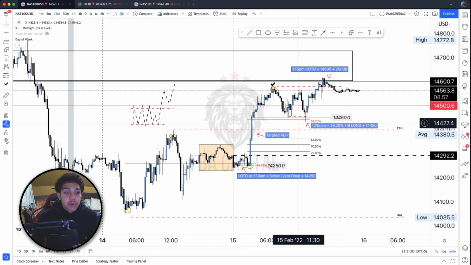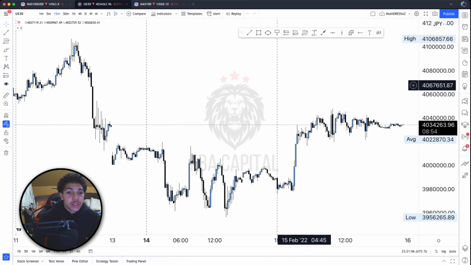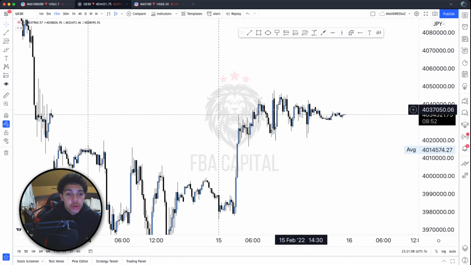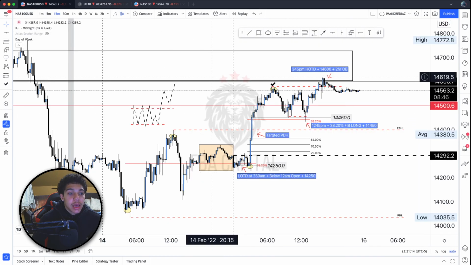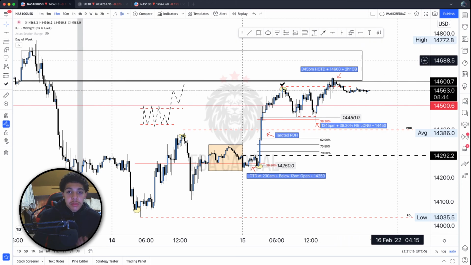I was able to capitalize. Didn't take the NAS trades today. I was able to capitalize on this US30 short. So from right here, this is the short that I was able to catch on US30 before price started to consolidate again. So I'm glad I was able to get that. But nonetheless, I'm going to end this video off here.